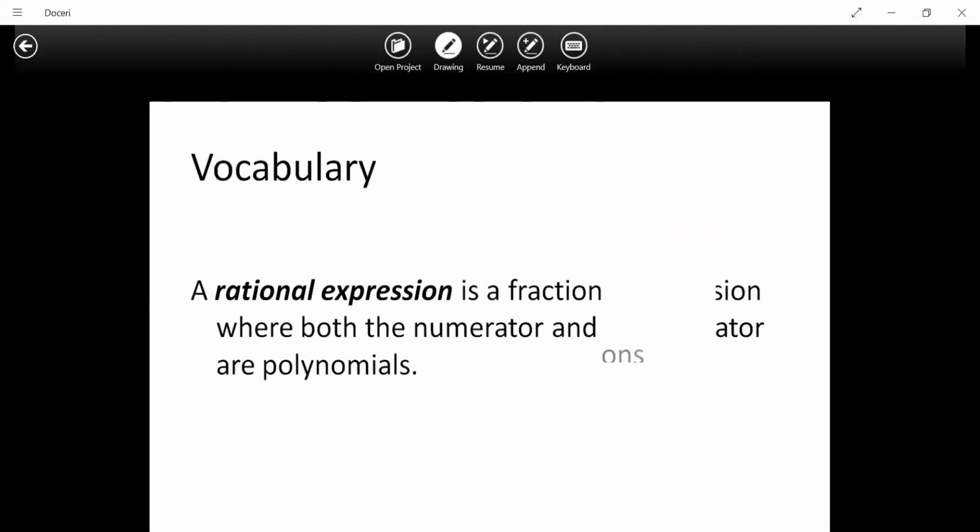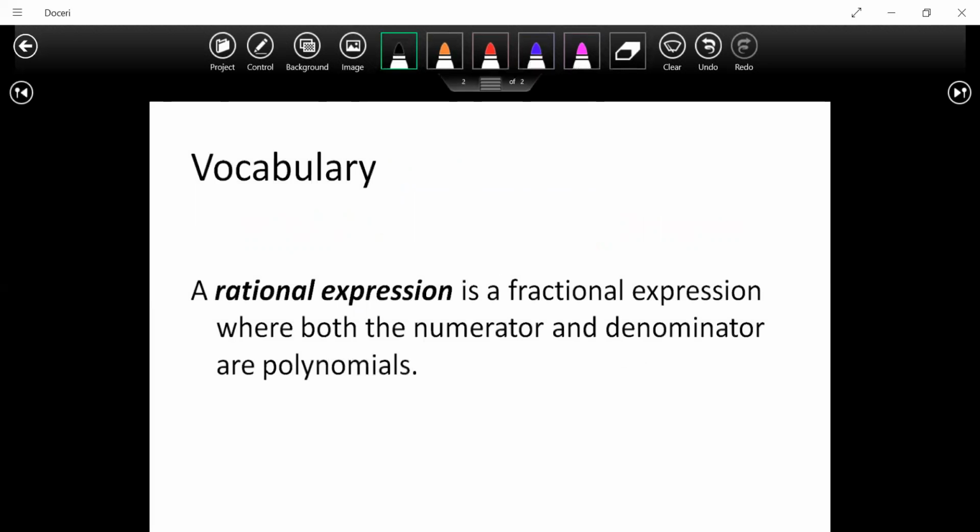Vocabulary. A rational expression is a fraction expression, where both the numerator and denominator are polynomials. For those that are forgetting, especially when I start talking about this, the numerator is always on top. Denominator is always on bottom.